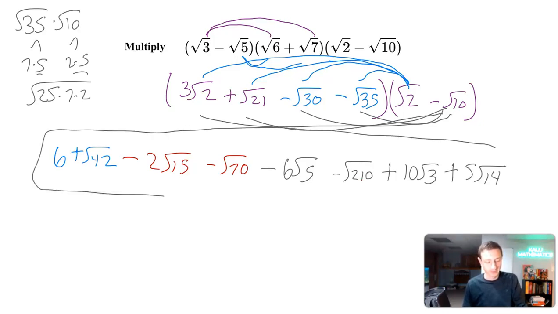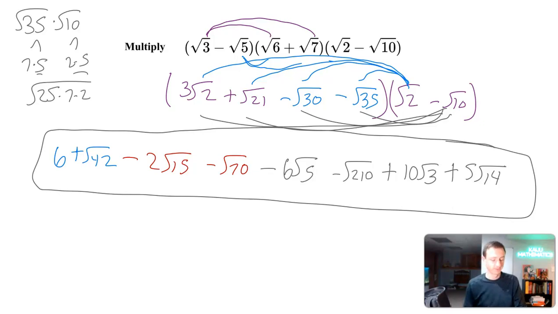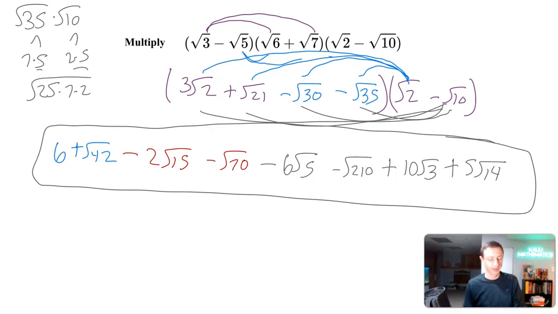So this is my answer. Quite a process. A lot of fun. I like radicals. Cool things happen. But that is completely simplified. There's nothing else that we can do there. So hopefully that wasn't too bad for you.